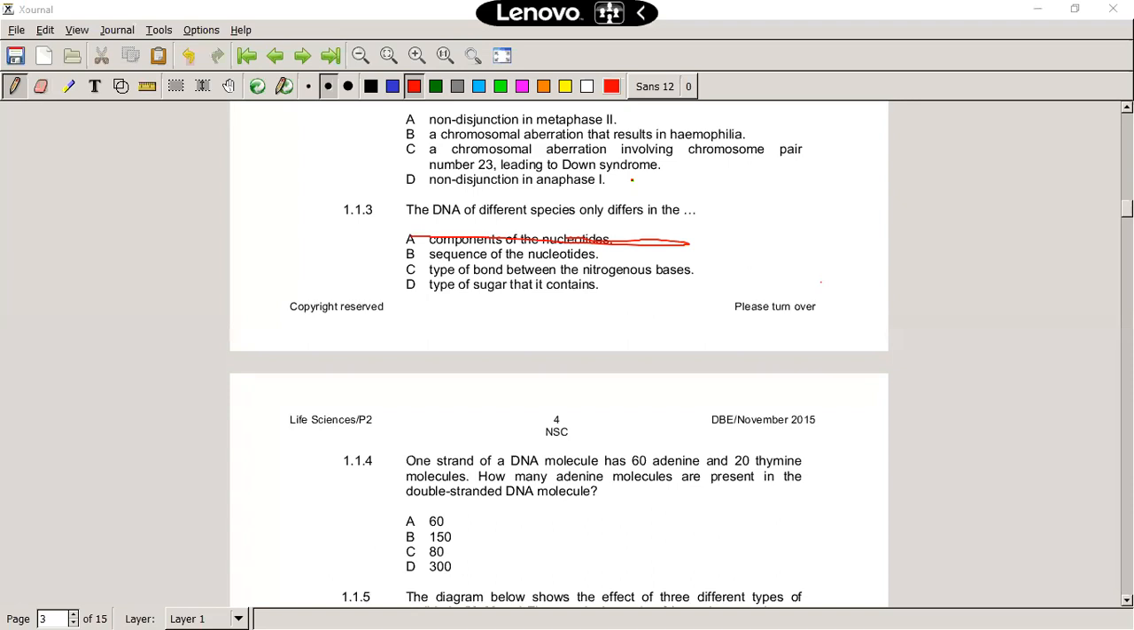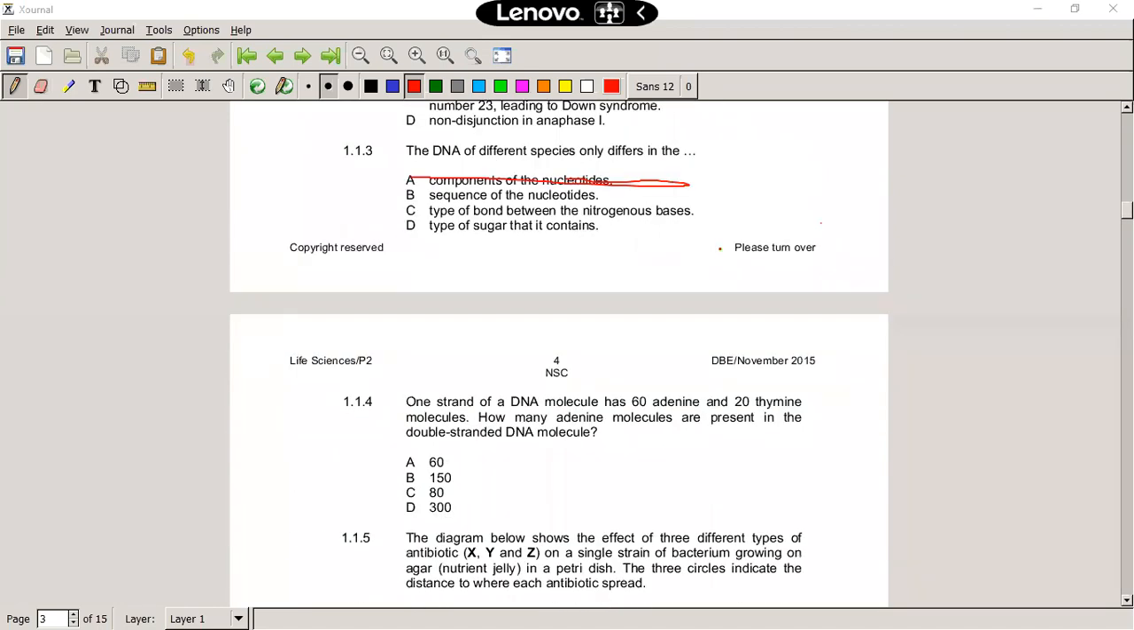Now, the sequence of the nucleotides will be different, because that determines the genes, which determines the proteins that an organism consists of. So for this one, B is correct. Let us just go through the other options to see why they are not correct. The type of bond between the nitrogenous bases is always a hydrogen bond, and the type of sugar it contains will always be a deoxyribose sugar. So 1.1.3 was B.